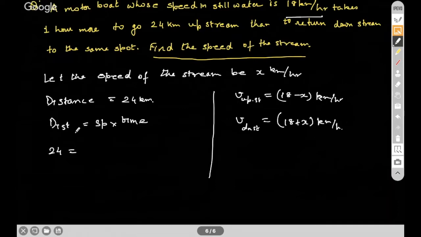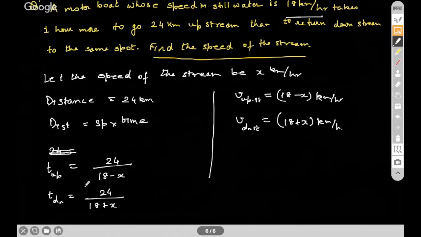Now, while it is going upstream, the distance is 24, so we'll say time upstream is equal to nothing but distance by speed, isn't it? So distance is 24 and speed for upstream is 18 minus x. Time downstream is equal to 24 upon 18 plus x. Now if you see in both the t up and t down, the numerator 24 remains the same, but the denominator is more in the second case, so t down is less, which is quite obvious. Going downstream, the time taken will be lesser.